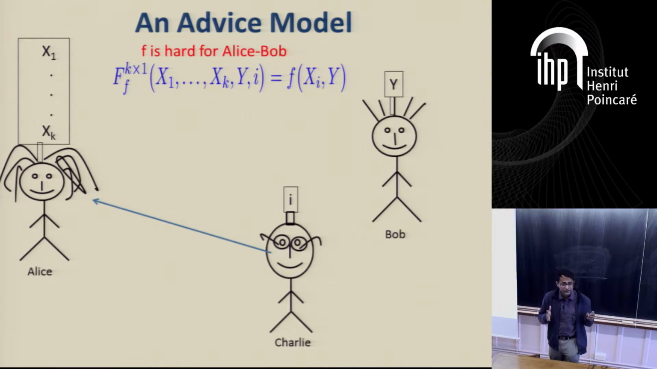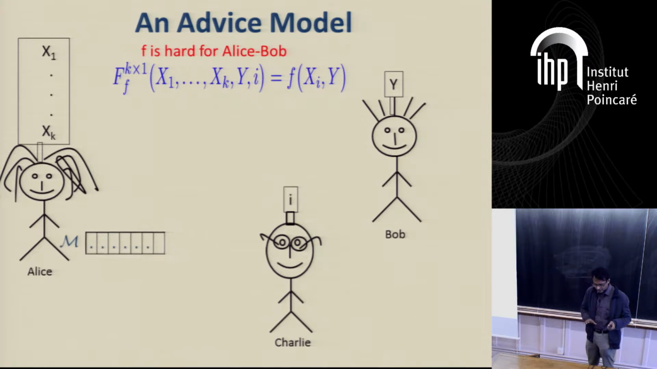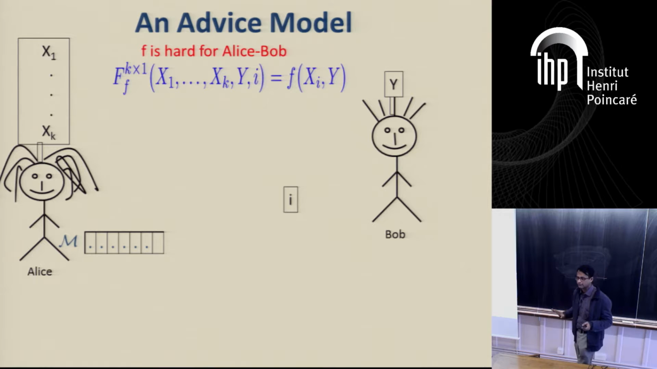But Charlie's advice has to work for all possible i's, because Charlie doesn't know the relevant i. Okay? So here's Charlie who creates an expert advice, and then Charlie bolts from the game. Okay? Hereafter, it's a two-party game. So that's why I call it an advice model. There's an advice given by an expert, and the expert leaves.